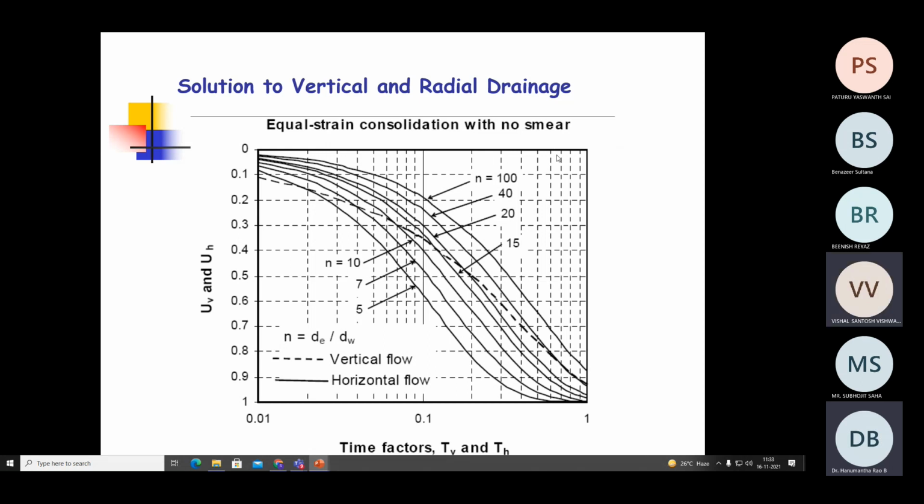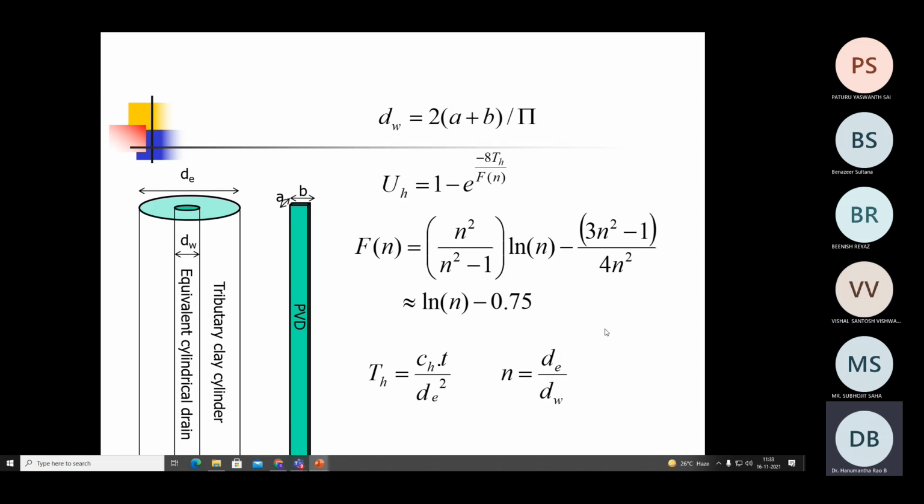Sir, actually, I'm asking, this theory is based on taking the smear effect, sir. But it is written for no smear, sir. See, it is very simple. If you look at these equations, suppose you take f of n equal to ln n minus 0.75, it doesn't account for the smear effect. Because if you look at this equation, it is n square by n square minus 1. n means it is dE by dW. It is not accounting for the permeability in the smear zone. So therefore, this equation doesn't account for the smear at all.